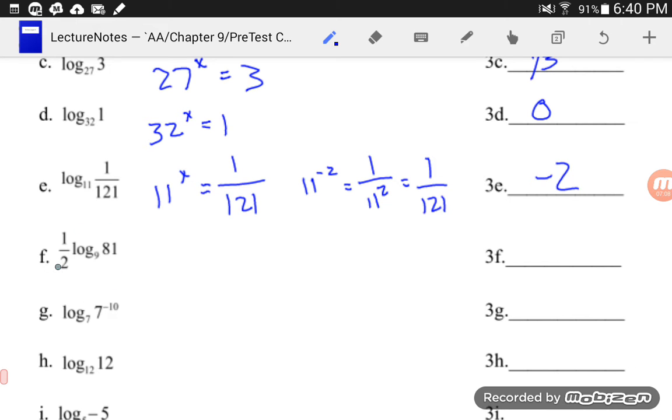This next one, I can come up with two different ways that I could solve this pretty easily. I still haven't shown you the calculator thing yet, have I? I promise I'll get to it.